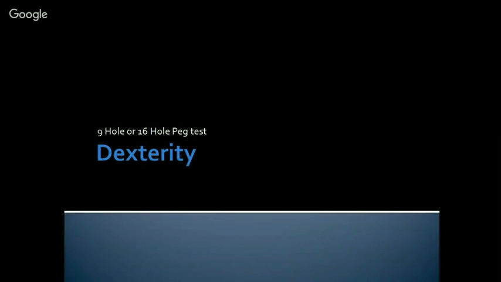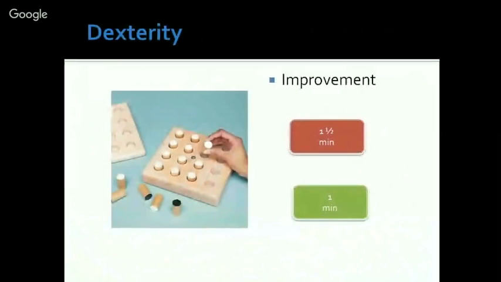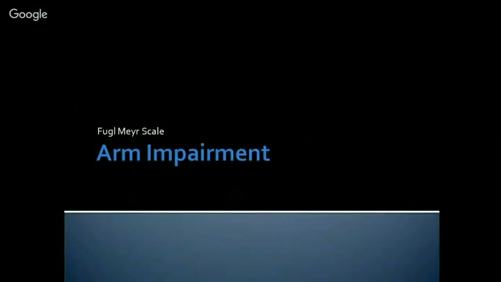The next outcome is dexterity. If the patient is asked to perform a 16-hole peg test, and if he initially comes with the ability to complete it in 1.5 minutes, the patient may improve as much as completing in 1 minute. And arm impairment as measured using the Fugl-Meyer scale.